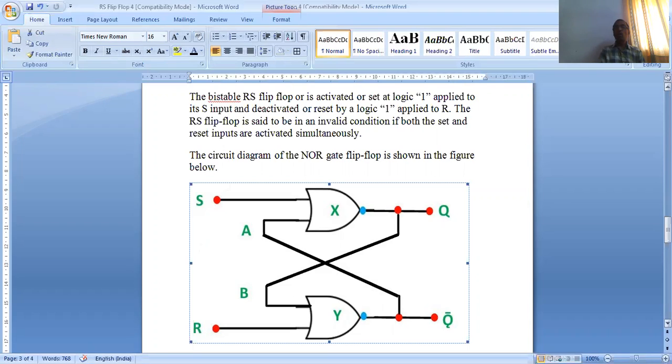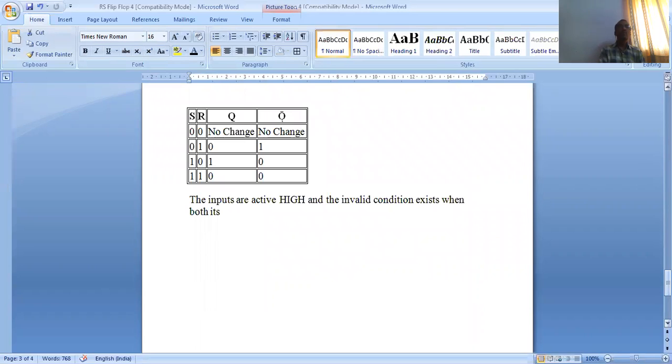What is true for the RS flip-flop using NAND gate is the same for RS flip-flop using NOR gate. Only the difference is that in the place of NAND gate, a NOR gate is used. Only that difference. Do you understand? At the last state, when R equal to 1, S equal to 1, this particular state of the RS flip-flop is forbidden.